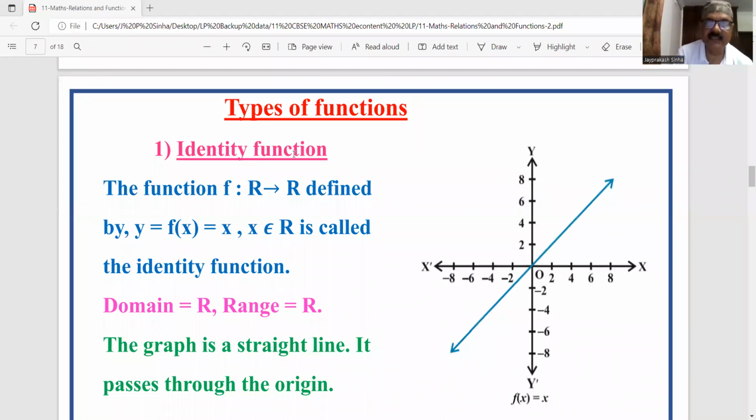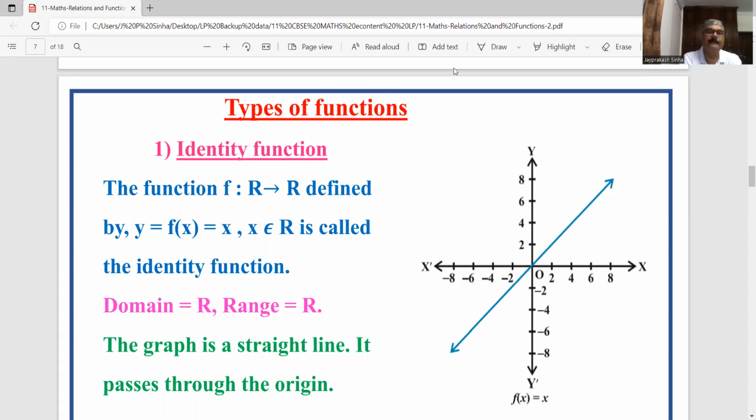Hello students, in this class we are going to learn about types of functions. First of all, we have already seen what is a function, what is the difference between function and relation, and what is domain, what is codomain, what is range. We are already familiar with all these concepts. So now we are going to see the different types of functions.